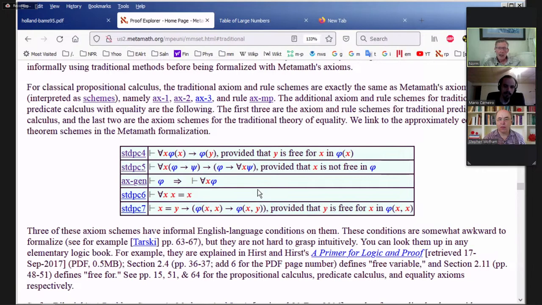Now, let's go to the— Wait a second, I just want to understand, what does it mean, provided that y is free? What do you mean by y is free, as in y doesn't contain x or what? What does the term y is free mean? So y is free for x in phi means that if you substitute all free occurrences of x with y, then you will not cause any bound variable captures. I believe that's roughly what this condition is trying to say.